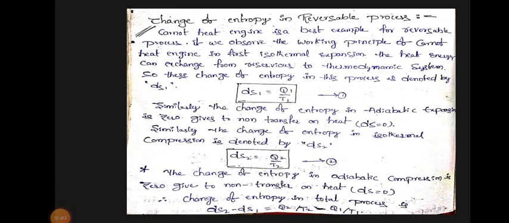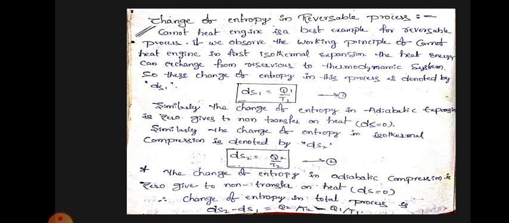So now I will explain the change of entropy in a reversible process. The Carnot heat engine is the best example of a reversible process. If we observe the working principle of the Carnot heat engine, in the first isothermal expansion, heat energy is exchanged from the reservoir to the thermodynamic system. The change of entropy in this process is denoted by dS1. Therefore dS1 is equal to Q1 by T1. This is equation number 1.